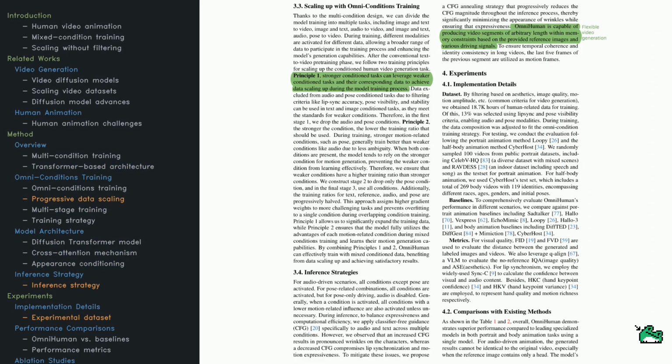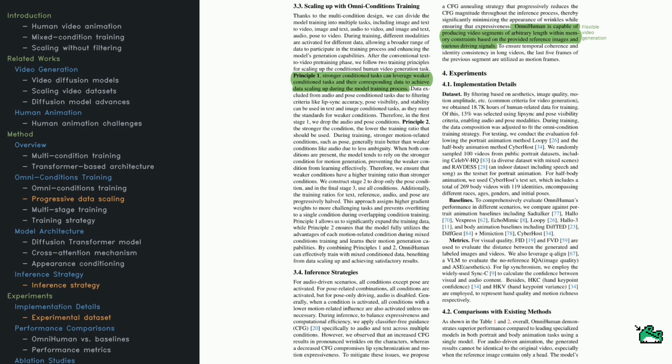Scaling up human animation models isn't as simple as just throwing more data at them. The real challenge is how to integrate multiple conditioning signals, text, image, audio, and pose, so the model learns from them in a structured way. This is where omni-conditions training comes in. It's a method that progressively introduces stronger motion-related conditions while ensuring efficient data scaling. Two principles guide the training process. First, stronger conditions can help weaker ones. For example, if pose information is available, it can assist tasks that usually rely only on audio.